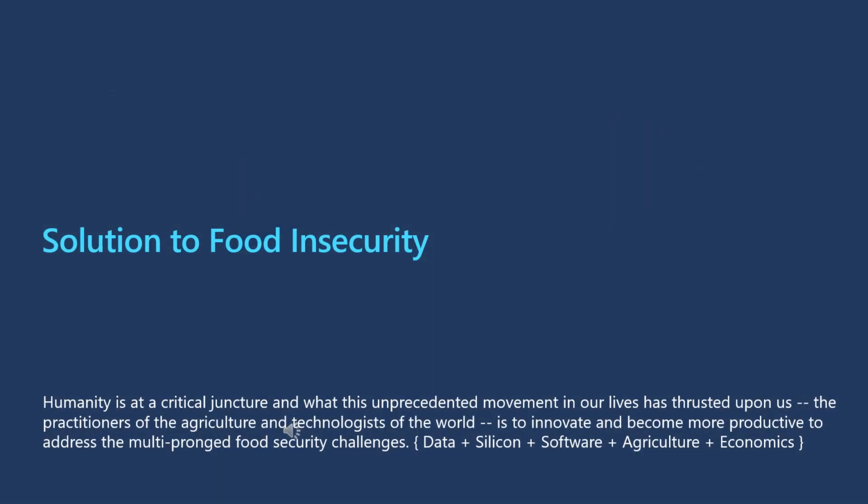Solutions to food insecurity: again, as we've seen, both the macroeconomic models as well as the climate models clearly indicate the influence of extreme weather and wars on the food supply chain, as well as the increase in food insecurity. In our view, humanity is at a critical juncture, and what this unprecedented moment has thrust upon us, the practitioners of agriculture and technologies of the world, is to innovate and become more productive to address the multi-pronged food security challenges. This is where our research as well as our products aim to apply data, silicon, software, algorithms, and economics to enhance food security across the world.